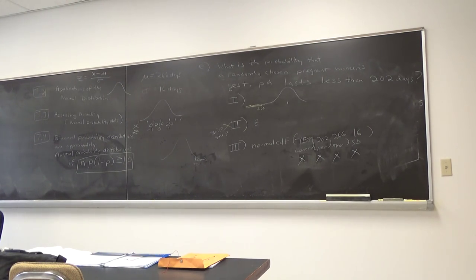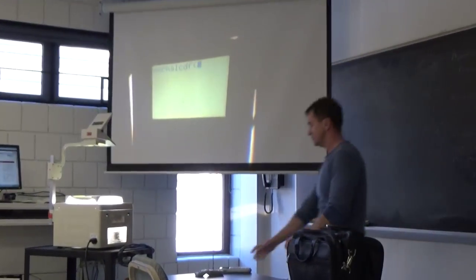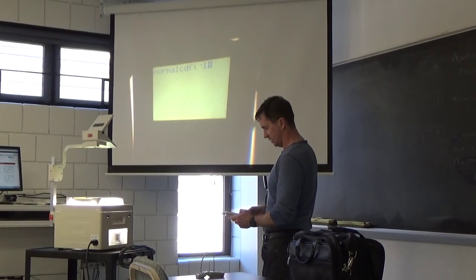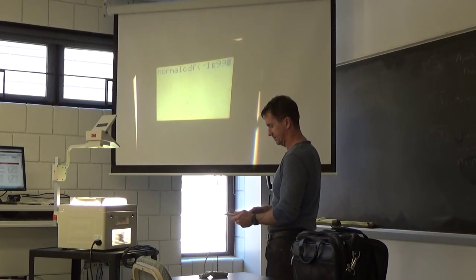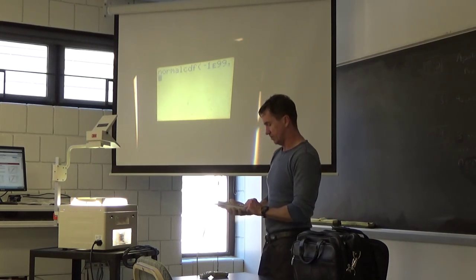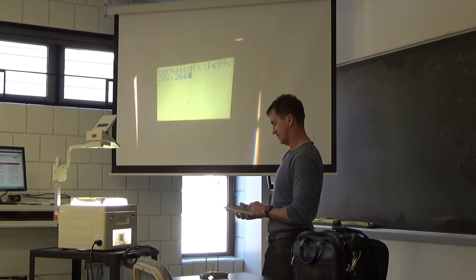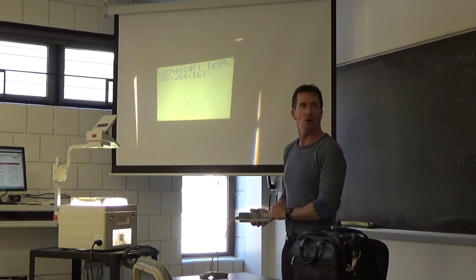Second distribution, normal CDF. I'm going to type this in. I want you to see this number. Negative 1E99. That means negative 1 times 10 to the 99th power, right? Comma, 202, 266, 16. And we expect a really low number. Do you agree?